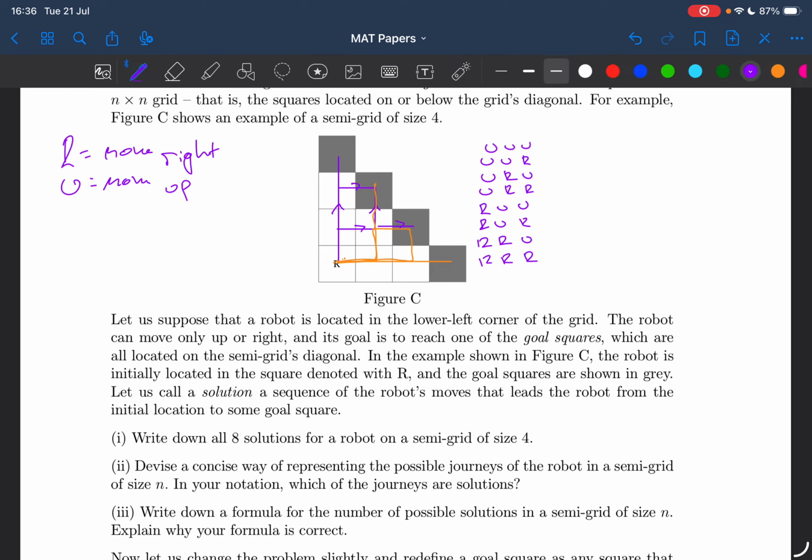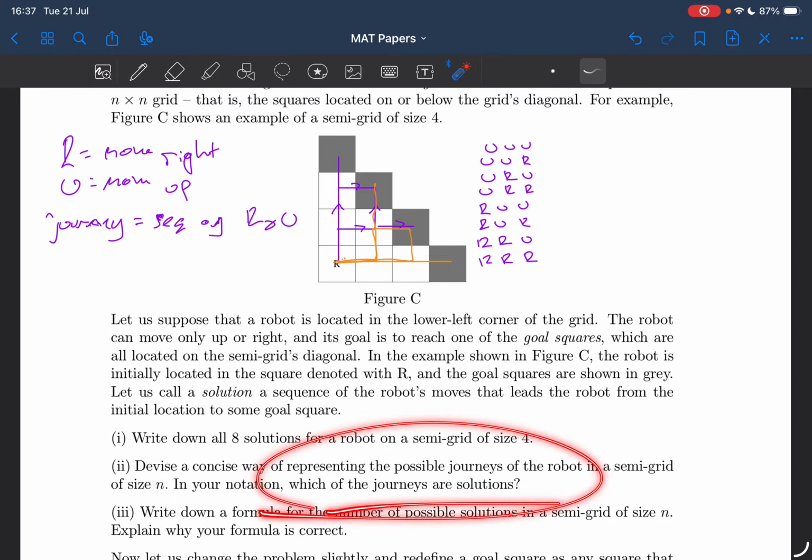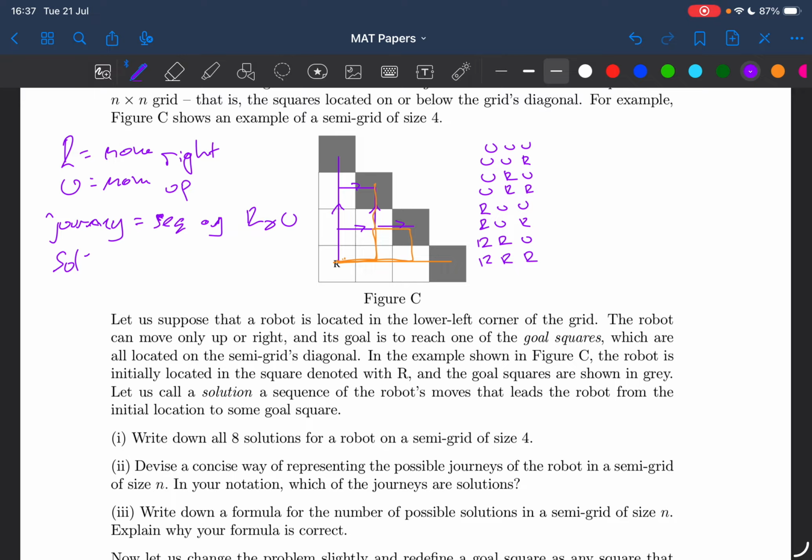Okay, so now I'm trying to think of the way to explain it. We can then represent one journey. So a journey is the same as a sequence of R's and U's. That's good. Which ones are solutions? It's a solution if the length is n.